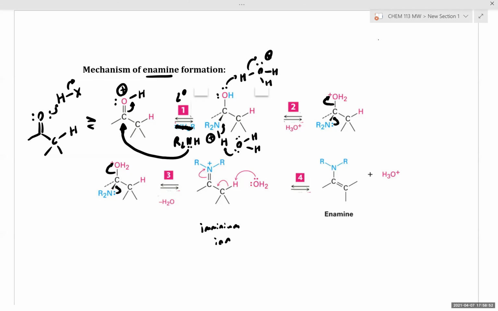No. So in order to get a neutral isolable species, instead we abstract an alpha proton, and that in turn forms a carbon-carbon double bond and breaks our carbon-nitrogen double bond to give an enamine. So the reason why secondary amines give an enamine is the only way to get a neutral isolable species from your iminium intermediate is by deprotonation at the alpha position.